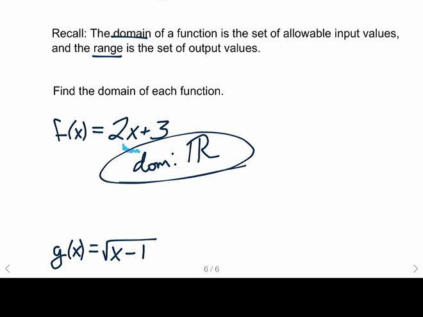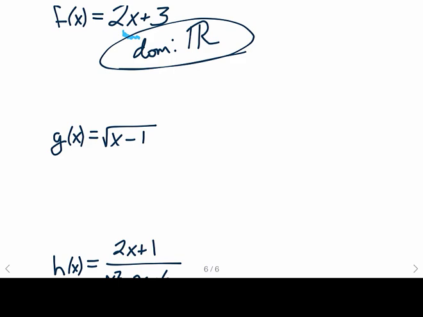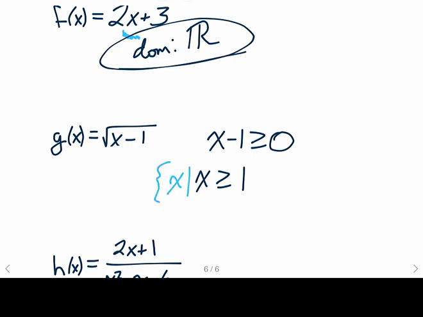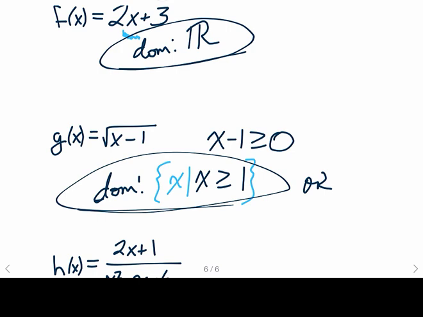Next, we have g of x is equal to the square root of x minus 1. And we want to keep it real, so we want values such that x minus 1 is greater than or equal to 0. Solving this inequality gives us that x is greater than or equal to 1, and we can just wrap set notation around that and say it's the set of x such that x is greater than or equal to 1. That's what we can identify as the domain. And if we wanted to, we could express this as an interval, 1 to infinity, with a square bracket at 1.